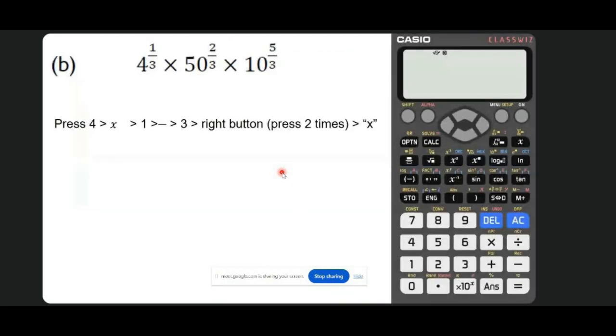Okay, for the indices question, to key this into your calculator, the most important thing is that you remember the right button. So when you press 4, and then you press the X box button, called X box. The X box is above the sin button, SIN.